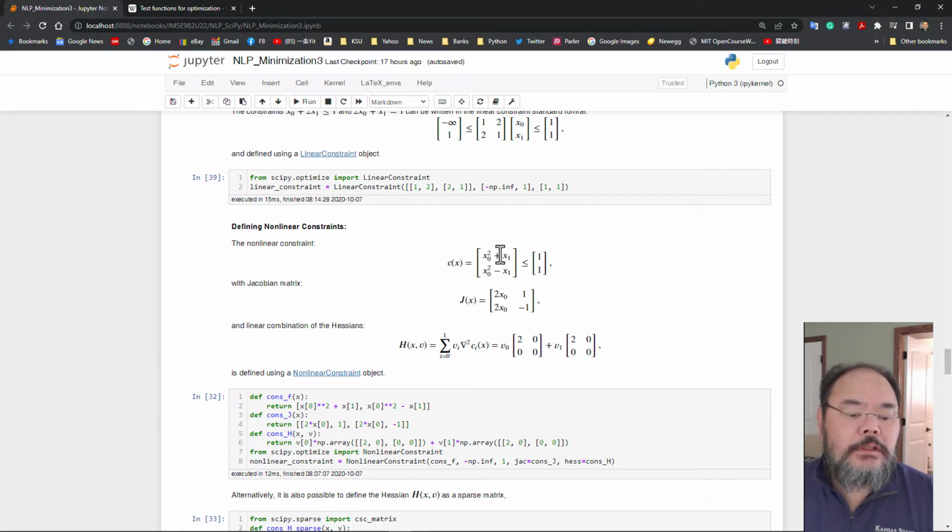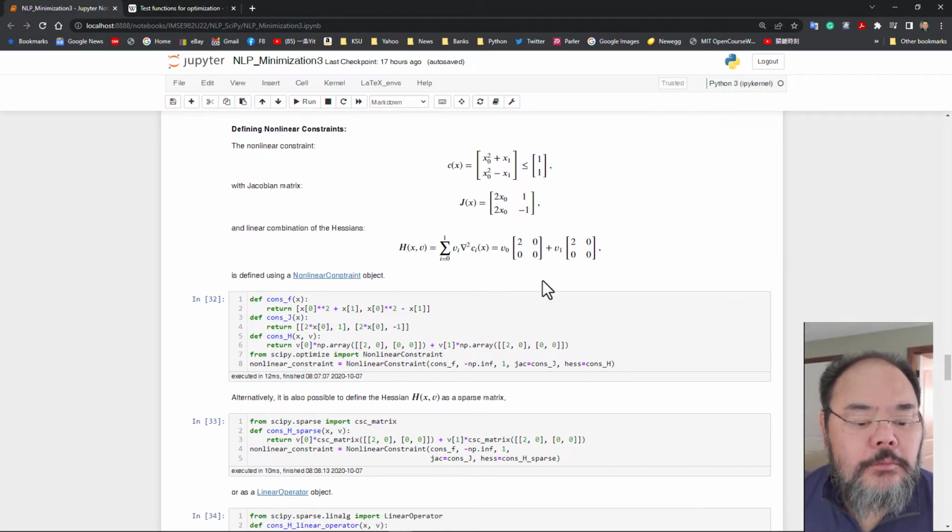So this constraint is basically x0 squared plus x1 is less than or equal to 1, and x0 squared minus x1 is less than or equal to 1. Therefore, we can write their Jacobian matrix, which equals 2x0, 1, and 2x0, -1. So we take the first derivative with respect to x0 and x1.